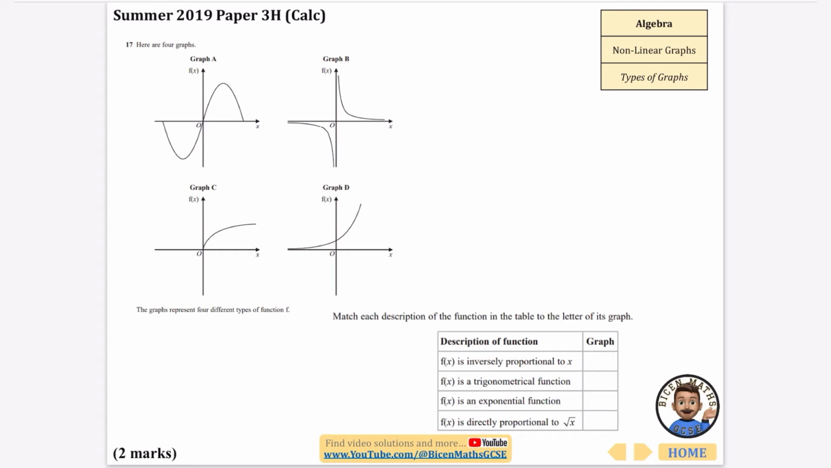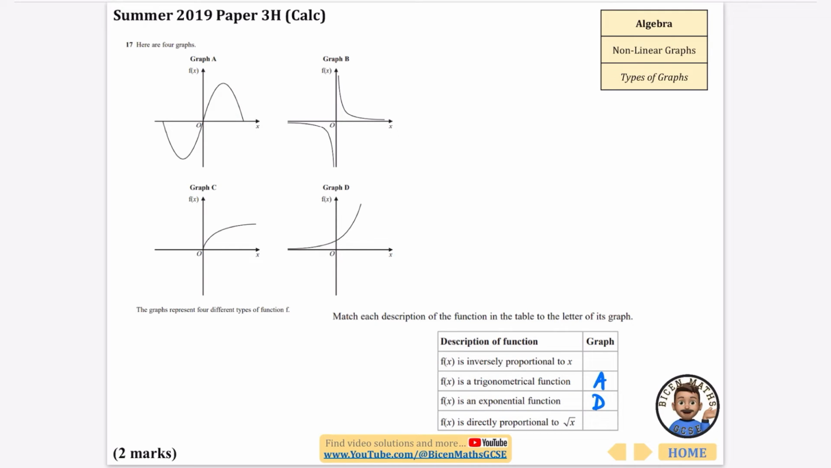Now they love these questions, there's loads of these. So we want to talk about some of these other things about f of x here. It says match each description to one of the graphs. So I think probably the easiest one to spot is the trigonometric one. I think A is going to be the trigonometric function. And then it says that f of x is an exponential function. Well, that's D. These two have got really unique shapes that we've got here.